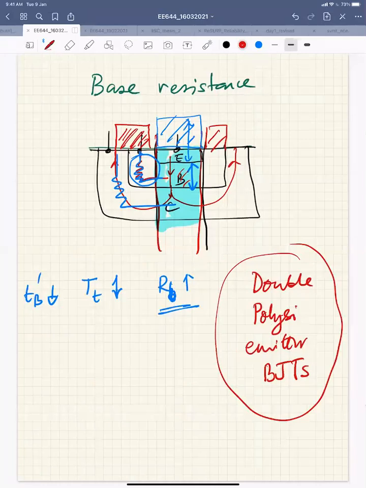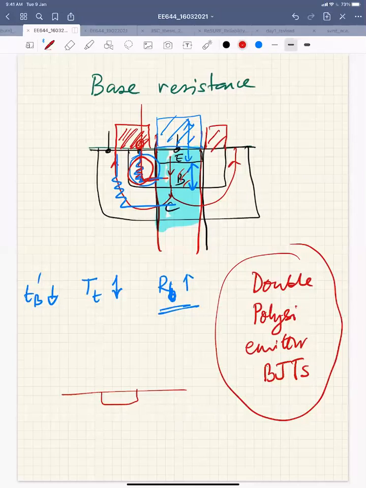Sir, can you please tell, if the transit time is decreasing, why is the resistance of the base increasing? Because the electrons will flow easily. No, this is the extrinsic part. Resistance is not coming in the intrinsic device. If you understand the extrinsic part, your contact is at the top, right? Yes, sir.